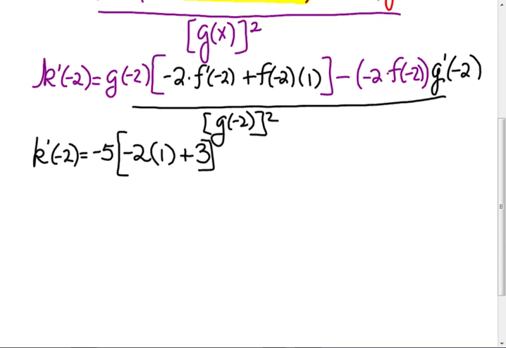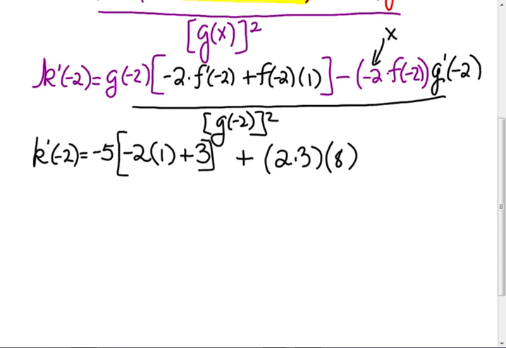Okay, 2 negatives make a positive. What's f of negative 2? How do you get rid of the x? What is x? Negative 2. X is negative 2. And so it's negative 2, or so it's 2. I fixed the sign. And f of negative 2 was 3. What's g prime of negative 2? That one I don't know. Is it 8? Okay, I'm just trusting you guys.